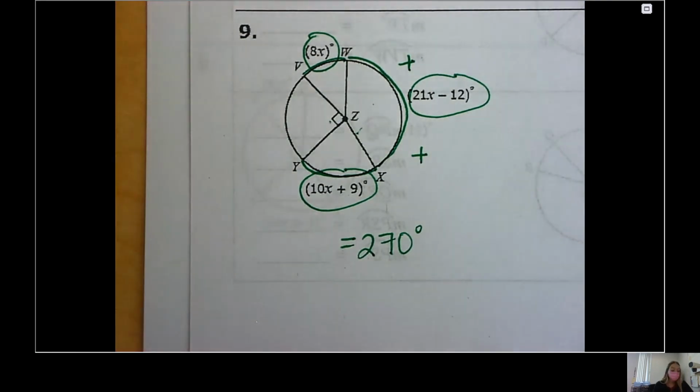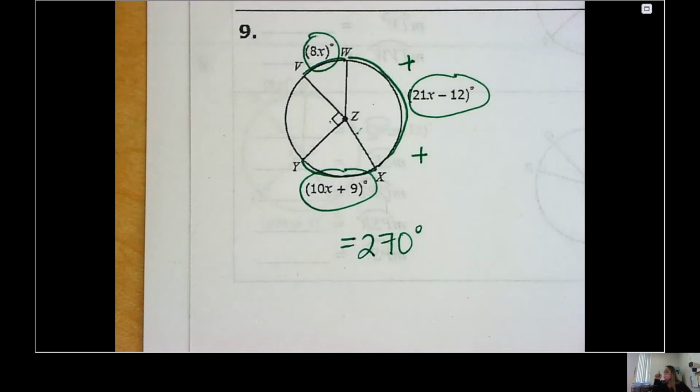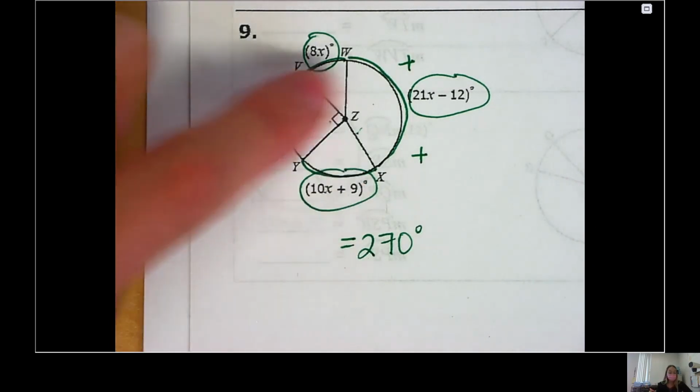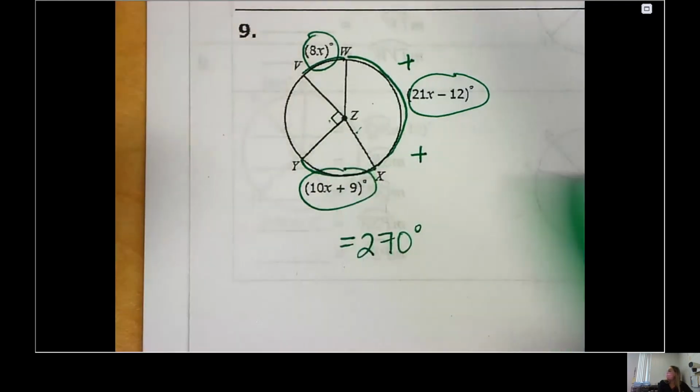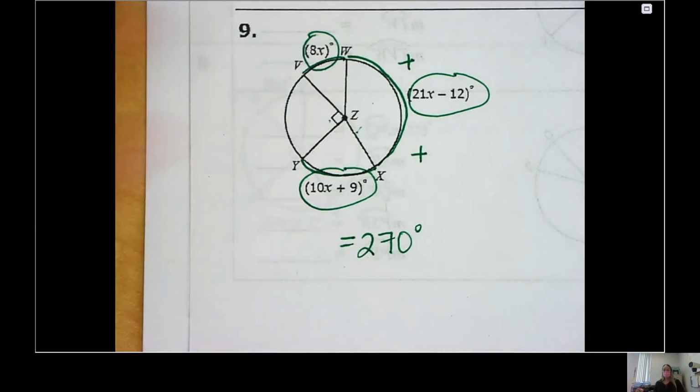Because the rest of them, you should either be able to set them equal to each other because they're vertical or set them equal to 180. But this particular one was kind of a trick because there are no vertical angles in this one. There's nothing that's directly across from each other that looks like they're the exact same size. So because of that, I had to take this chunk out and write it in as an equation to 270. That was by far the hardest one.